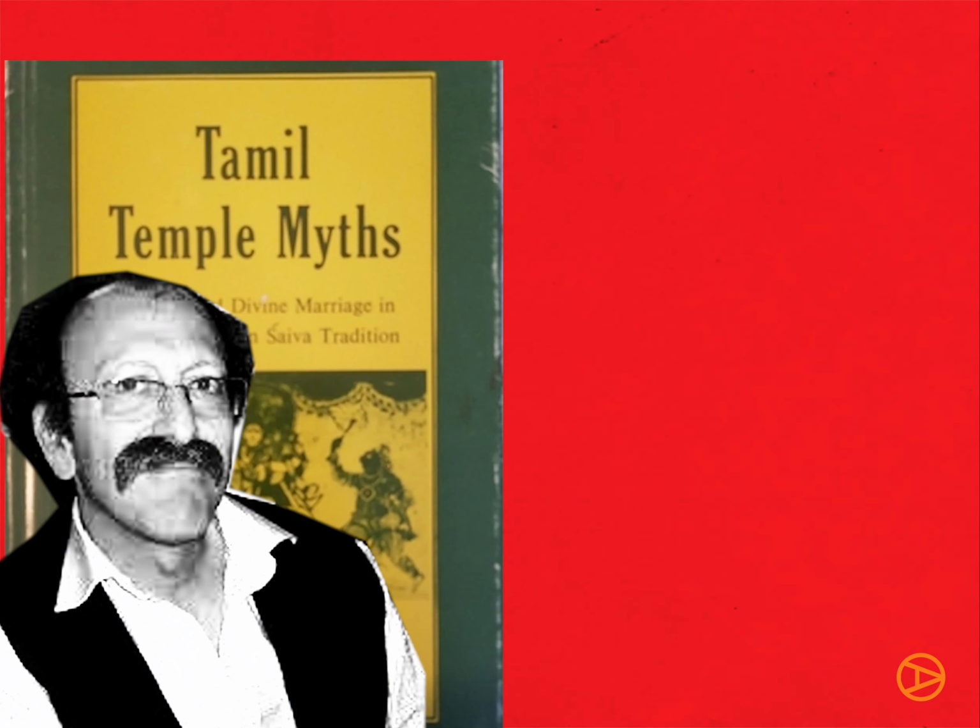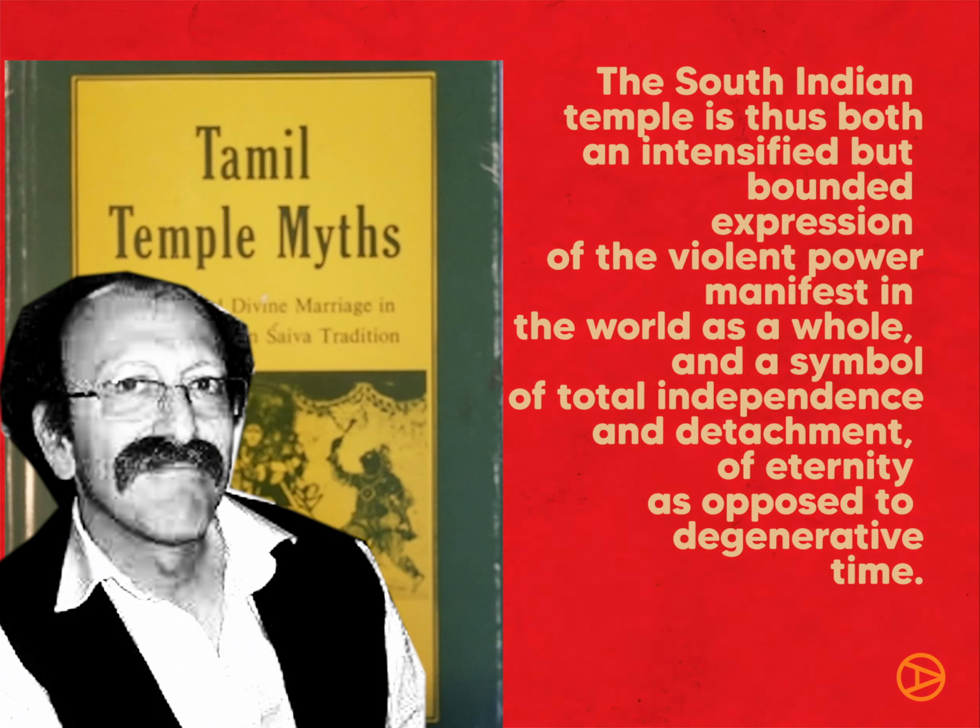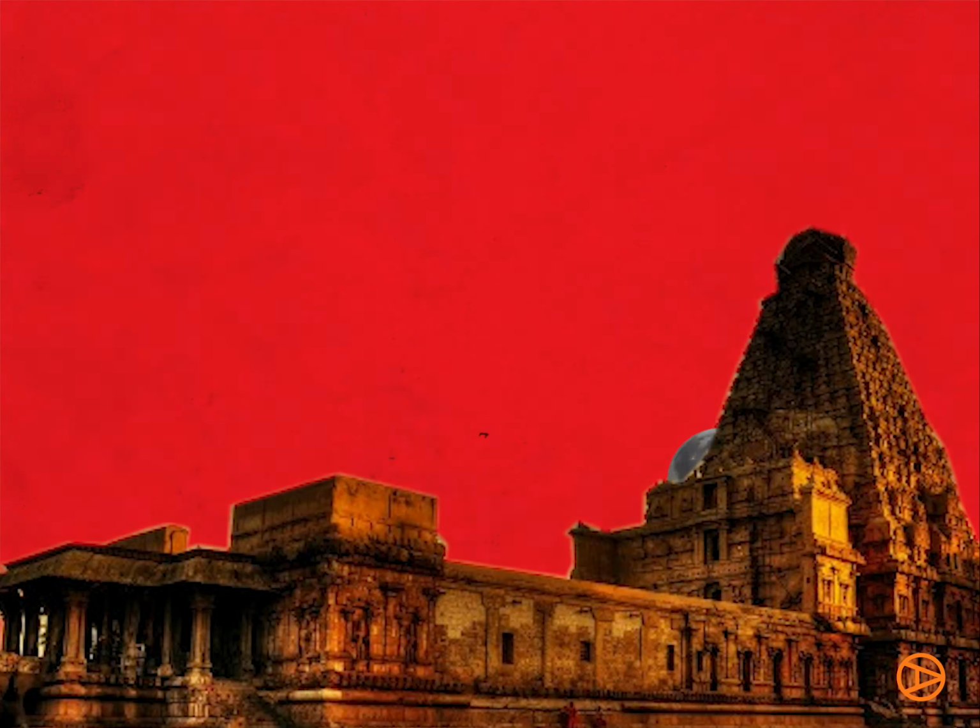Look at what David Dean Shulman writes in his book, Tamil Temple Myths. The South Indian temple is thus both an intensified but bounded expression of the violent power manifest in the world as a whole, and a symbol of total independence and detachment of eternity as opposed to degenerative time. The South Indian temple is truly a symbolic representation of a ritually ordered universe.